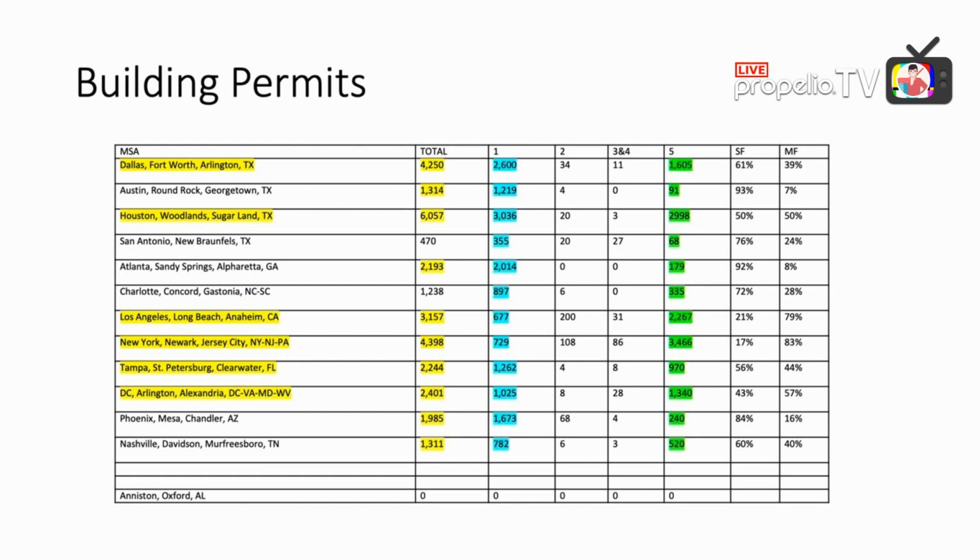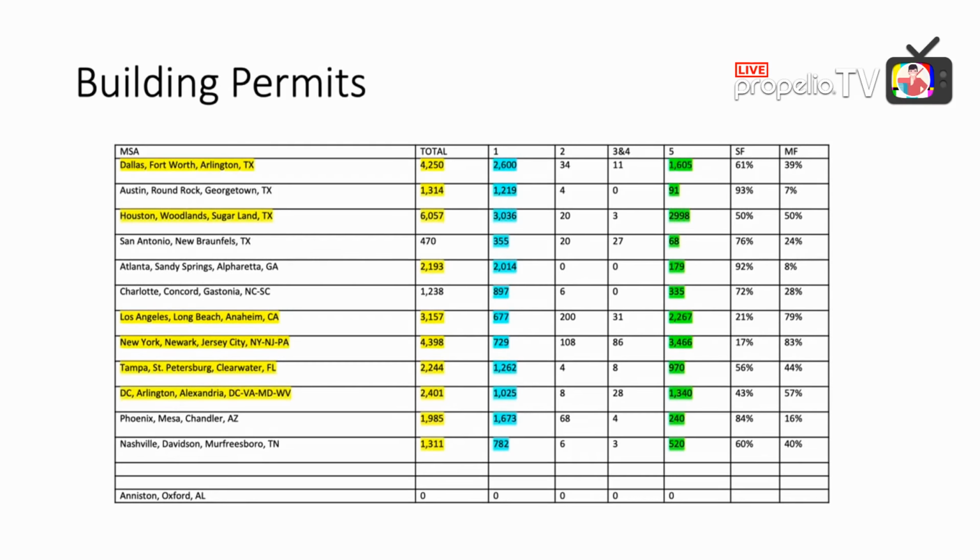To me, and this is my opinion, take it for what it's worth, when you move down the list, you have the next highlighted ones, which are Los Angeles and then New York. You see the numbers there, but look at the percentage of single family to multifamily. In Los Angeles, it's 21% single family, 79% multifamily. In New York, 17% single family, 83% multifamily.